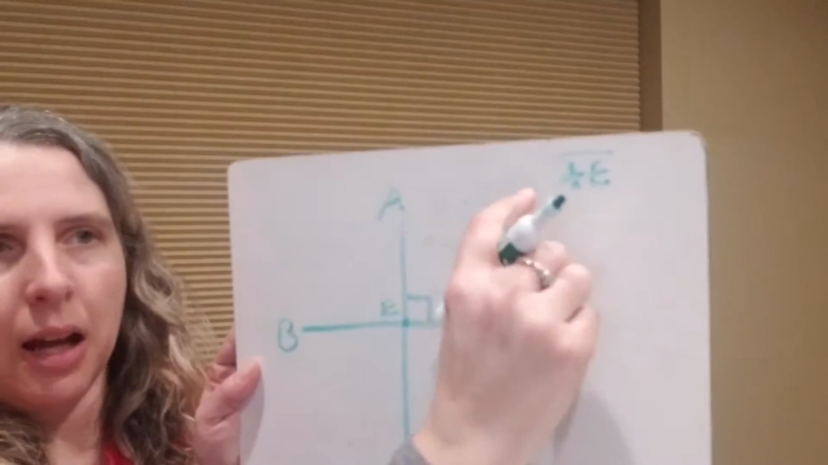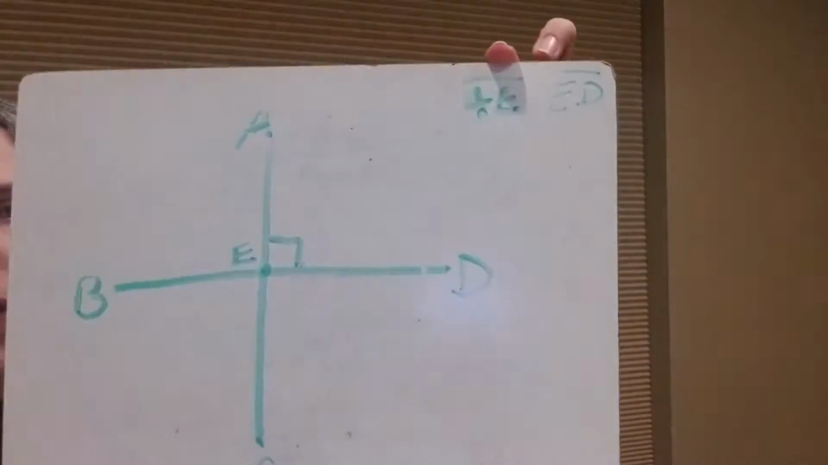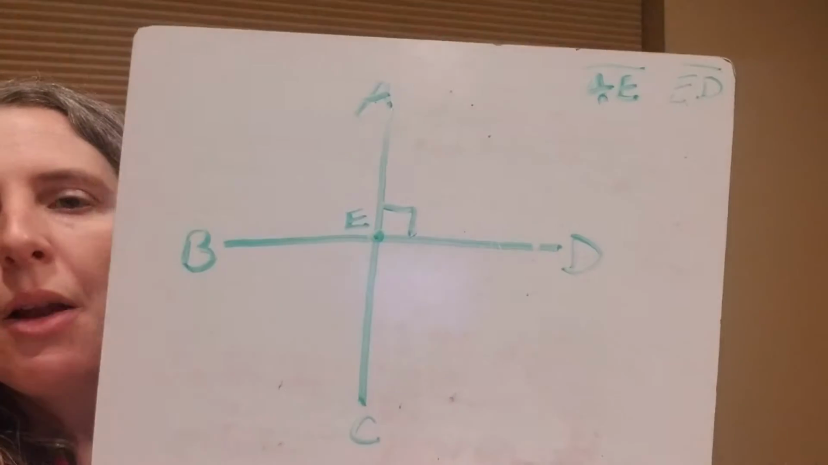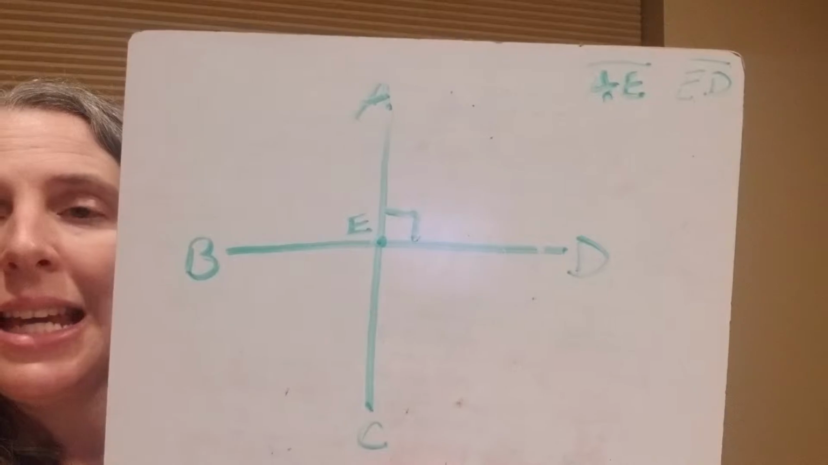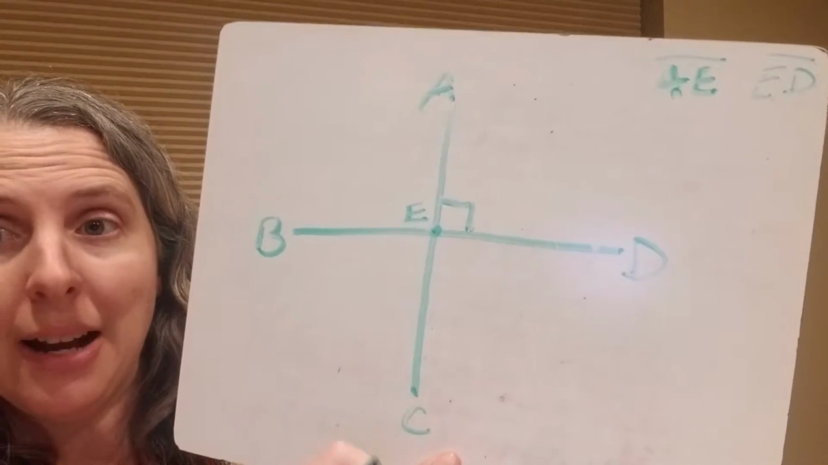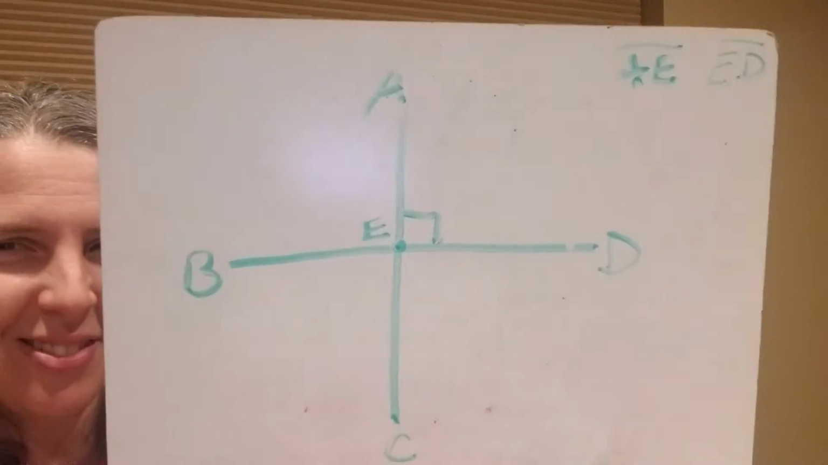I want you to write AE. Remember, we'll just put this little line above it to show that's a line segment. And ED, I'm gonna put them right beside each other. They make a right angle. So I want you to pause, and I want you to work with a partner quickly and see if you can come up with more right angles. Then push play, and I'll tell you what they are.